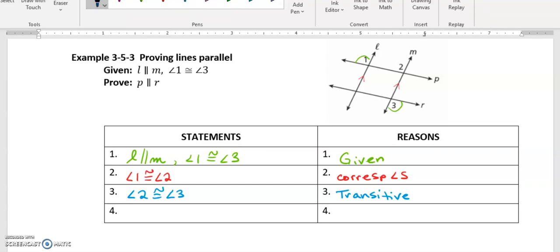And then finally we can say that line P is parallel to line R by the alternate exterior angles converse. Pretty straightforward.